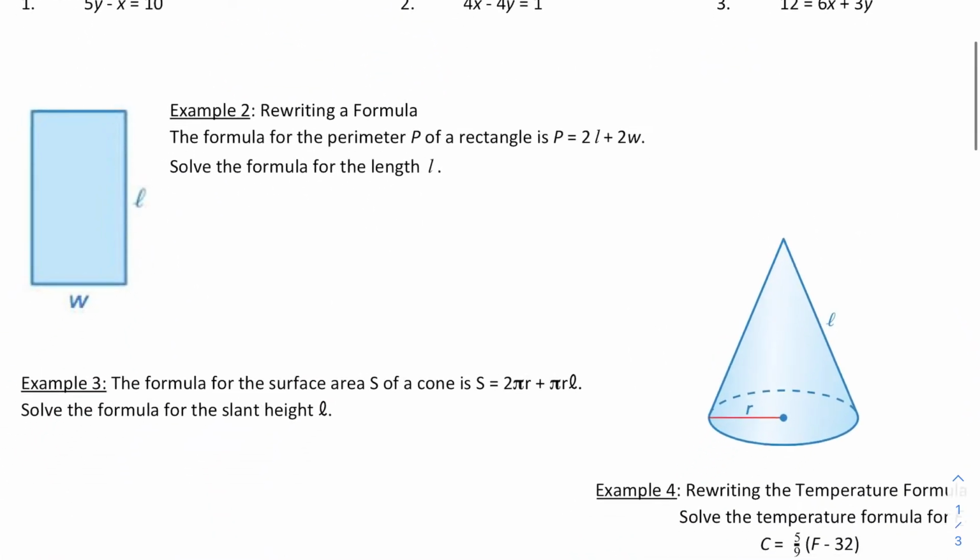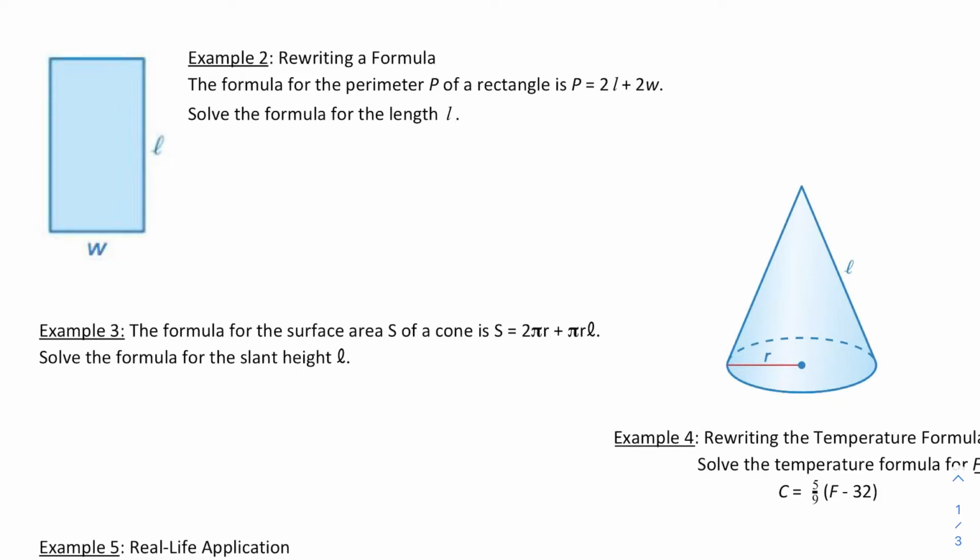Okay, example number 2. Rewrite a formula. The formula for the perimeter P of a rectangle is P equals 2L plus 2W. Solve the formula for the length L. So if P equals 2L plus 2W, I want to solve for L. Minus 2W, minus 2W, P minus 2W equals 2L. Divide by 2. Divide everything by 2. You get L equals P minus 2W over 2.